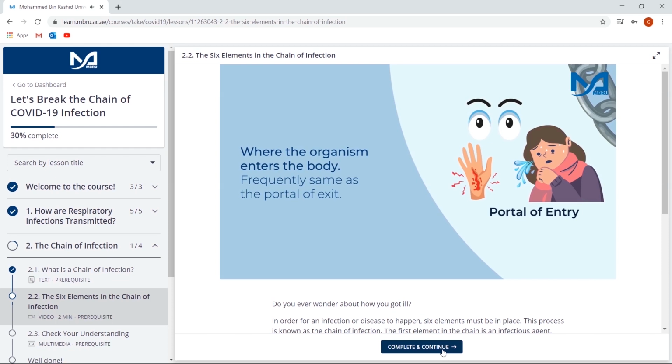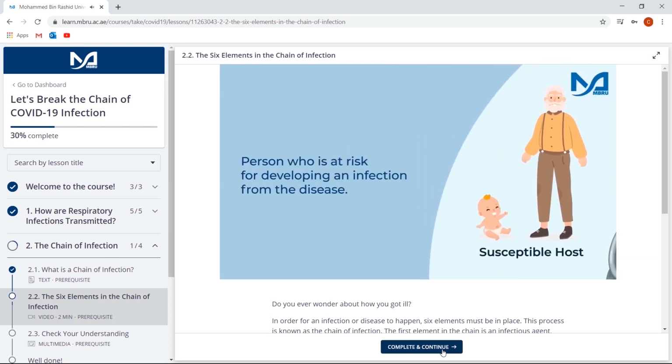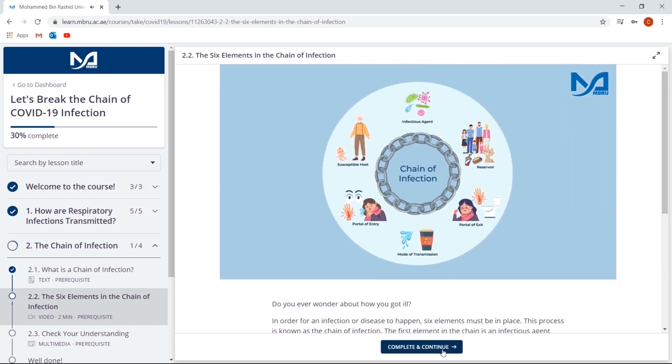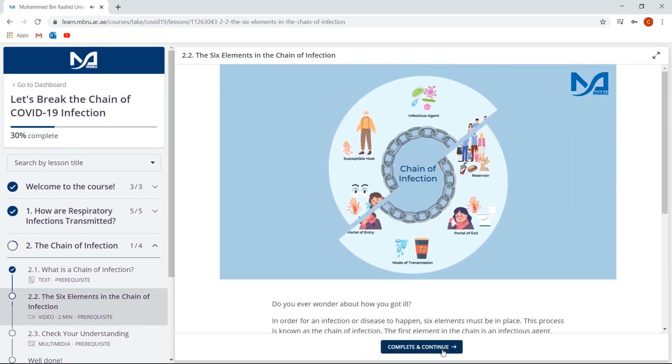an open cut, etc. Finally, we have a susceptible host. It's either a baby, an elderly person, or someone with a weakened immune system. To prevent the spread of the disease, one of the links in the chain of infection must be broken.